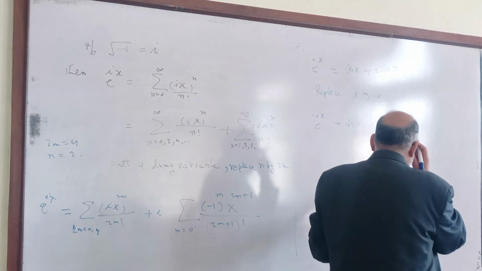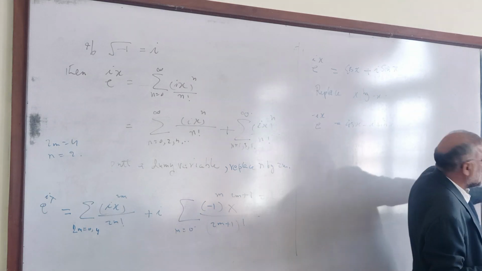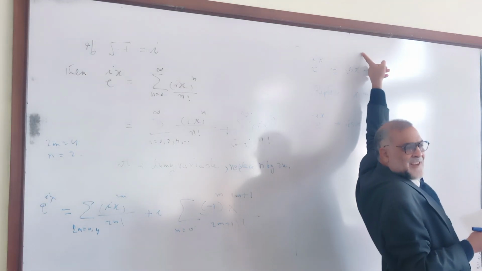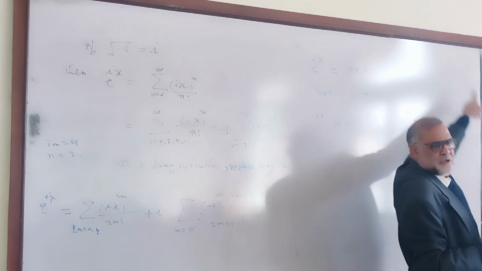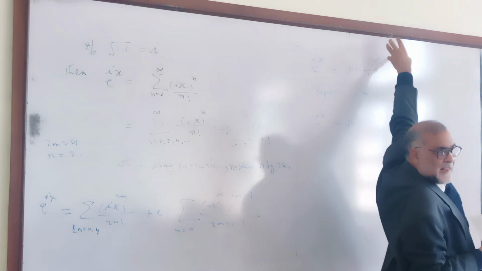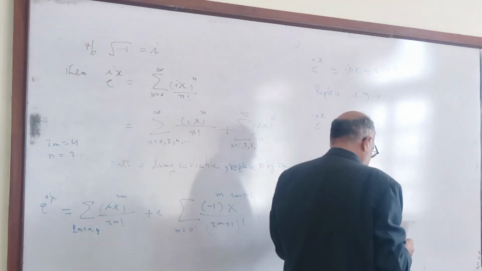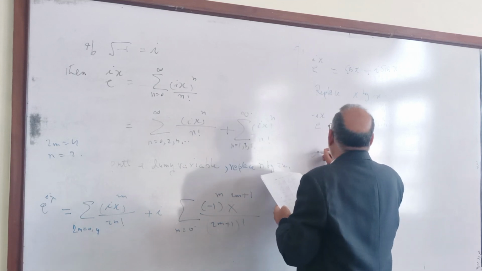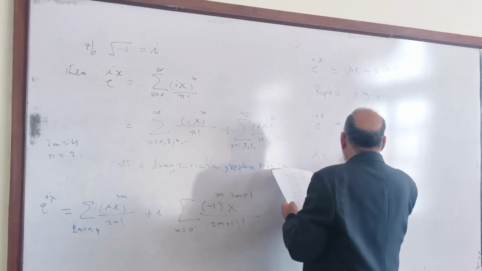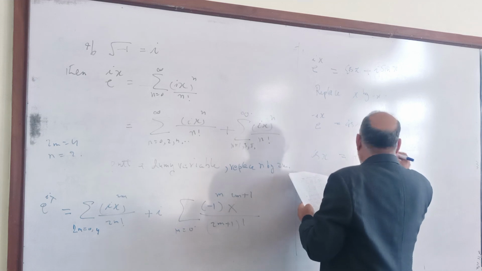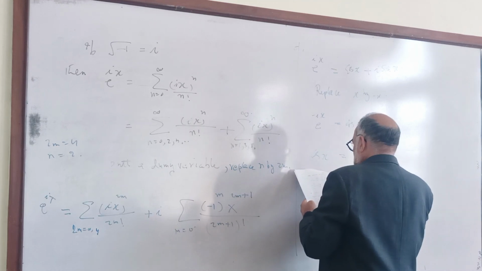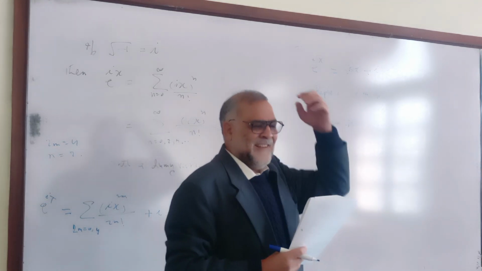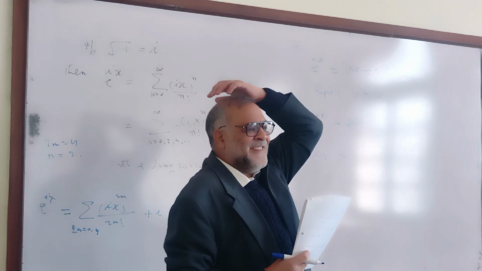Trick correlation. Cos function can be represented in terms of this simple notation, right? So cosine of x is e to the power ix plus e to the power minus ix divided by 2.